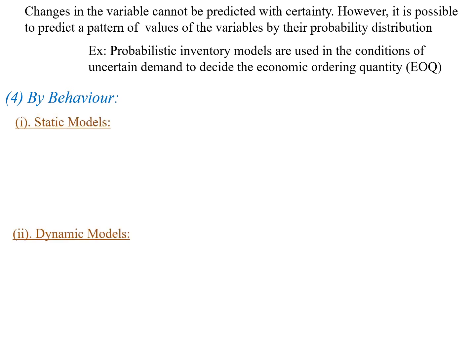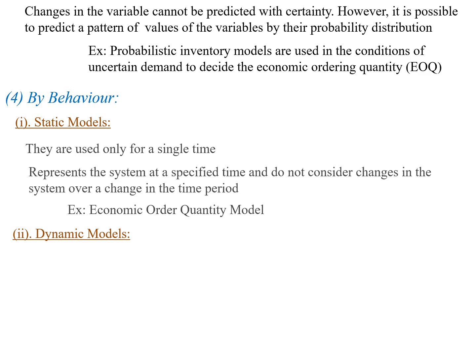And the fourth one is by behavior. By behavior, we subclassify into static models and dynamic models. Static models are used only for a single time. They represent the system at a specified time and do not consider changes in the system over a change in the time period. An example is the EOQ models, economic order quantity models.